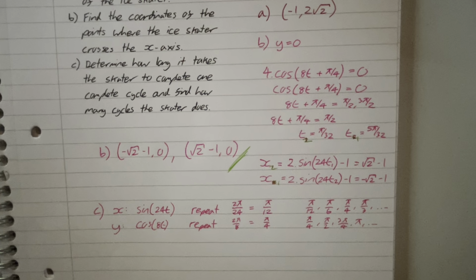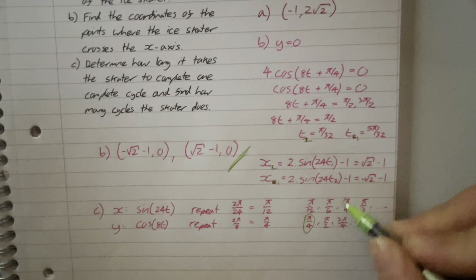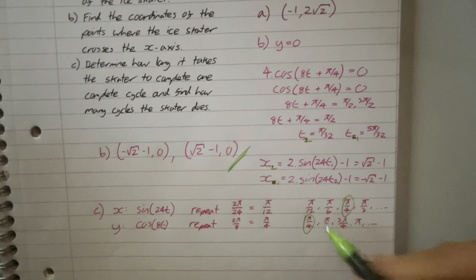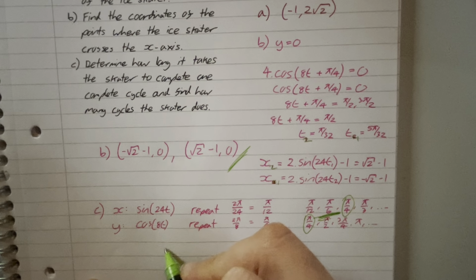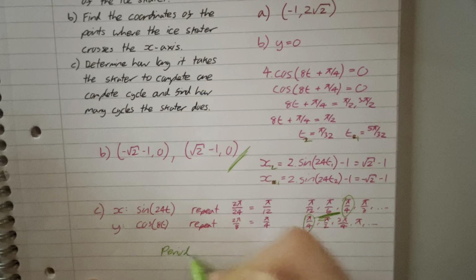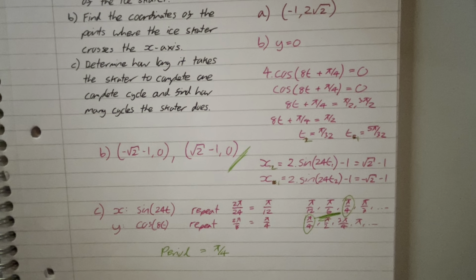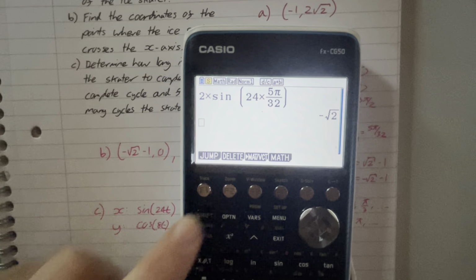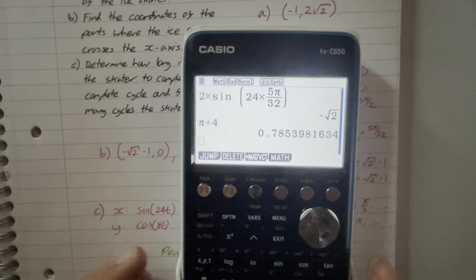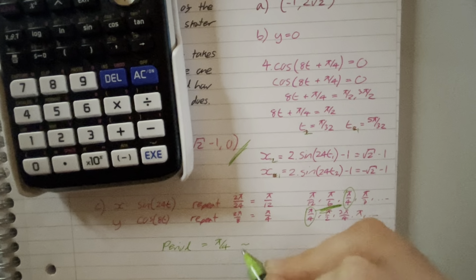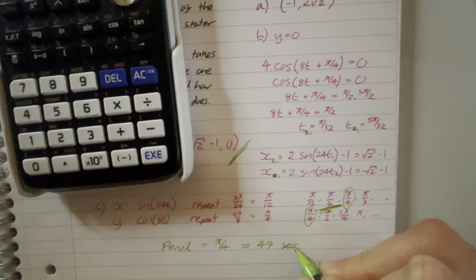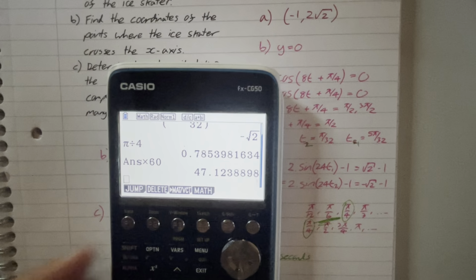So the smallest repeating number there is the pi on 4, because it's got to appear in both lists. So because that's the smallest number, that's the period. So pi on 4 is the period. So period equals pi on 4. So we can get our calculator out and say pi on 4 is 0.785, which is 0.47 seconds. So that's how long it takes the skater to complete one complete cycle.